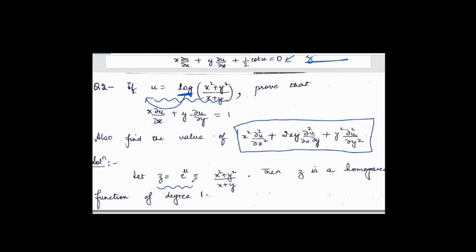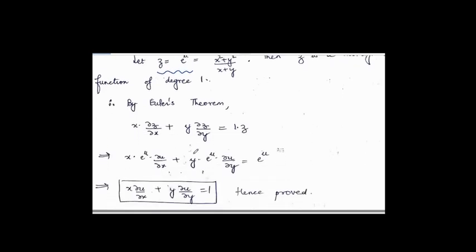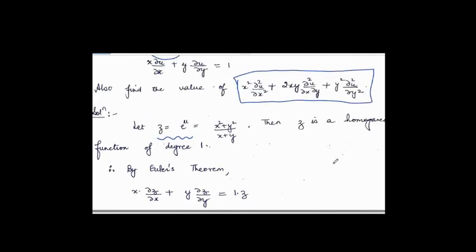So here we are not applying the theorem to u, we are applying it to e to the power u, and e to the power u is a homogeneous function of degree 1, so you apply the theorem there, but z was e to the power u, so you have the derivatives and the result is proved. But there's a tail attached to this question. It says that you find the value of this second order expression also.